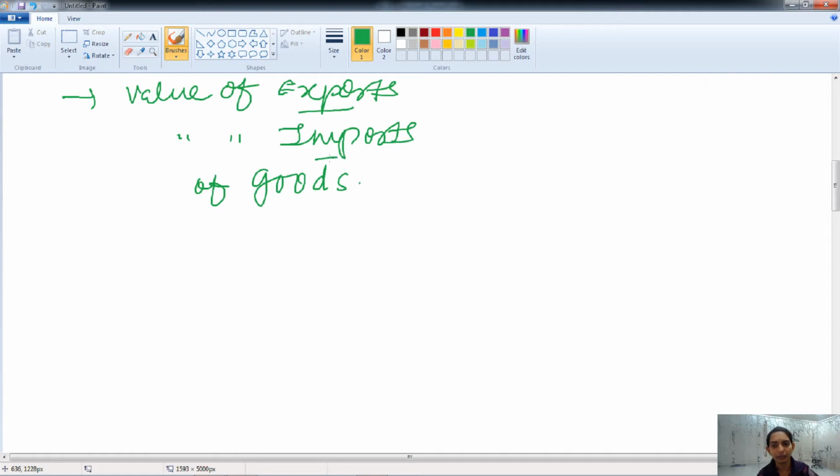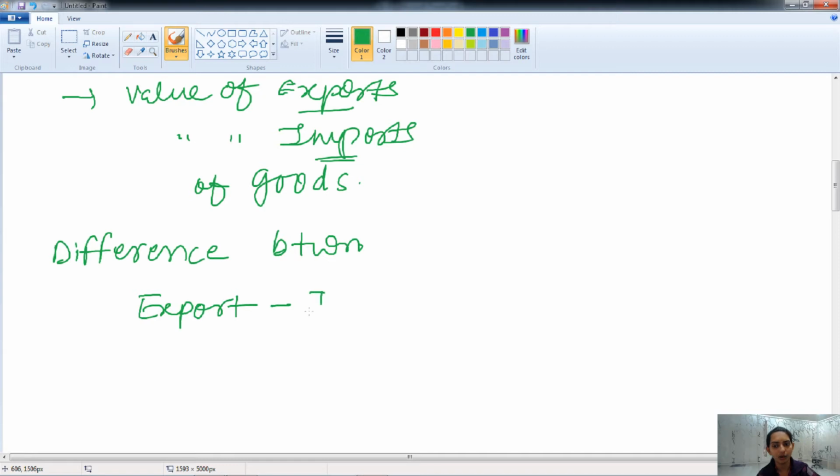Now, for example, it includes the export and the import, right? So the difference between the value of export and import is known as the balance of trade, okay, that is known as balance of trade.